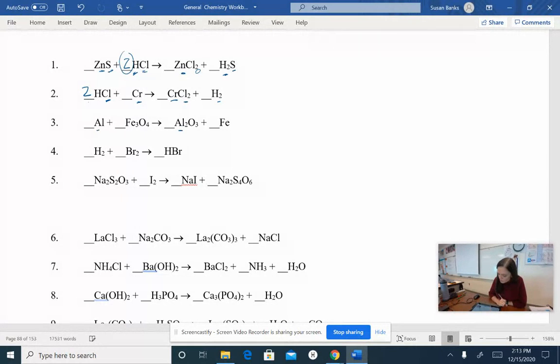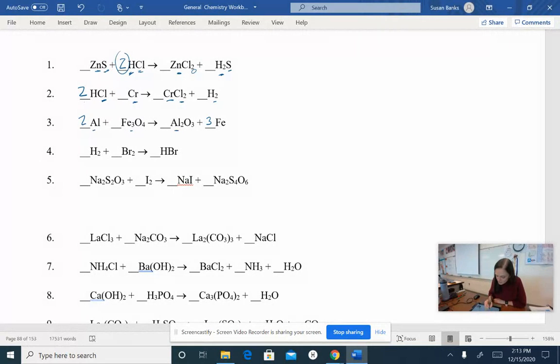Number 3, aluminum. 1 and I've got a 2 over here. So I need to multiply this by 2. Iron, I've got a 3 here. So I need to multiply this by 3. Okay, and then oxygen. This gets kind of tricky. 4 and a 3. What's my least common multiple between a 4 and a 3? Did you say 12? You are right. So 4 times what gives me 12? 3, right? And 3 times what gives me 12?